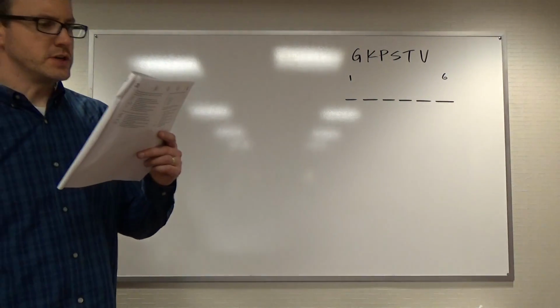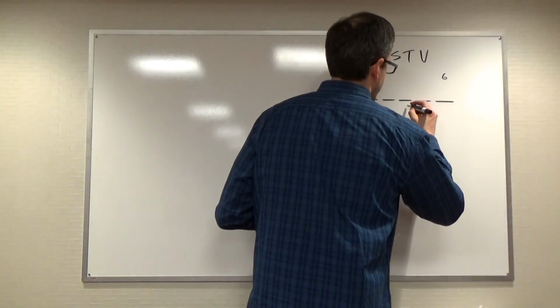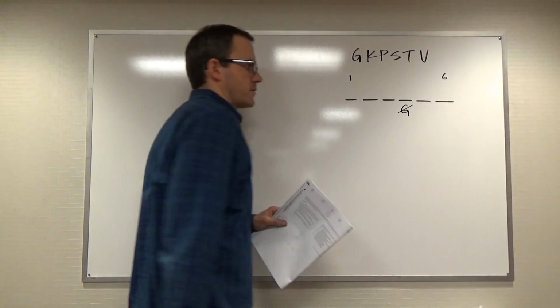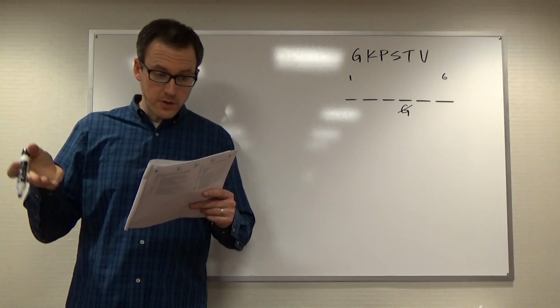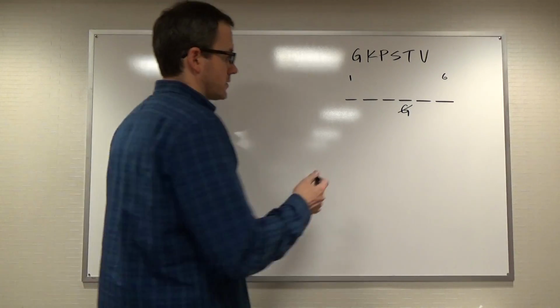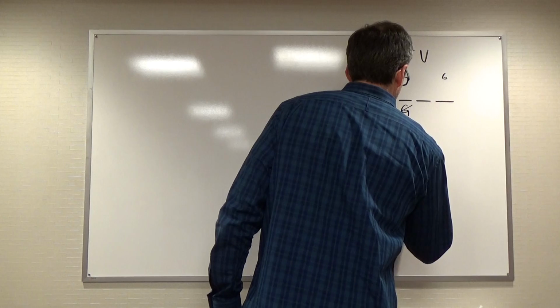First rule, G does not perform the fourth solo. Okay, so G is not here. I'm going to write that below because it's a negative rule. P performs at some time before K. All right, P is before K.